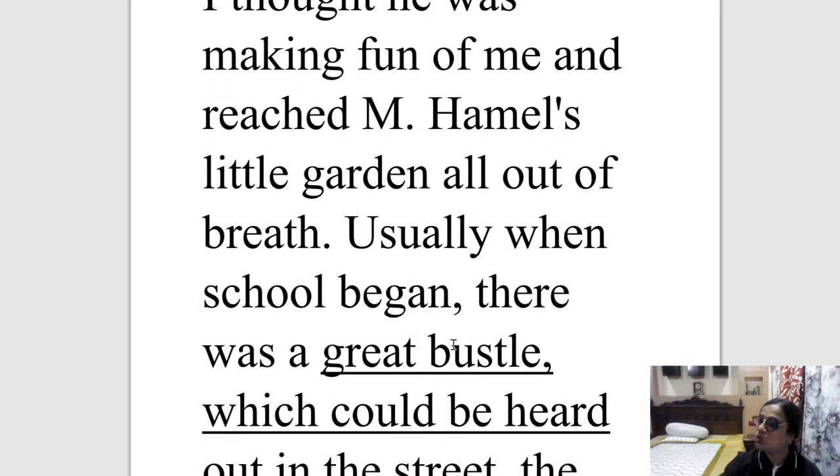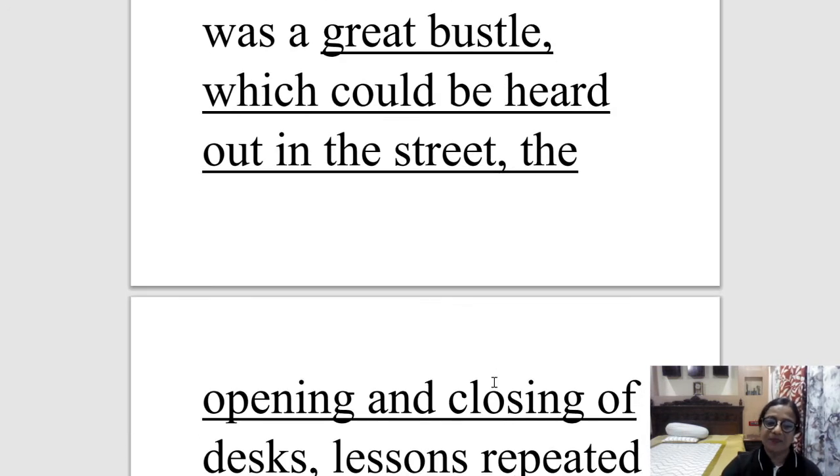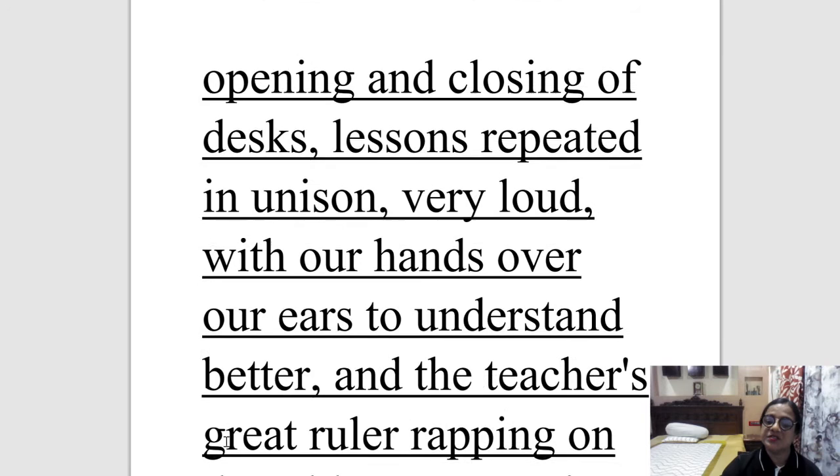Usually on the other days he used to notice that when the school began there was a great bustle, means there used to be a great noise, a lot of noise, activity, commotion, which could be heard out in the street. The opening and closing of desks, of course this is very common, also could be heard, lessons repeated in unison, that is lessons repeated all together very loud, and with our hands over our ears to understand better. So when lessons are read loudly, what did they do? They used to put their hands on their ears to understand better what lesson is being repeated.